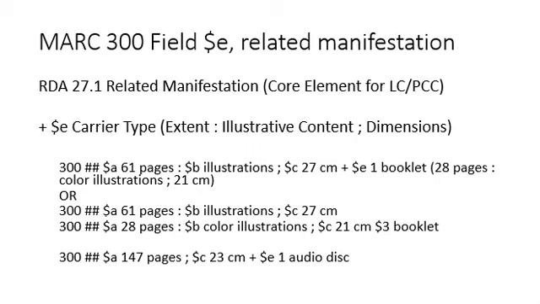With that first example, both the primary manifestation and the related manifestation have the same type of content, media, and carrier, so the additional MARC fields in the next video will not be repeated. But in the second example, they have different types of content, media, and carrier, so the data in the following video will be different, and the additional MARC fields will be repeated.